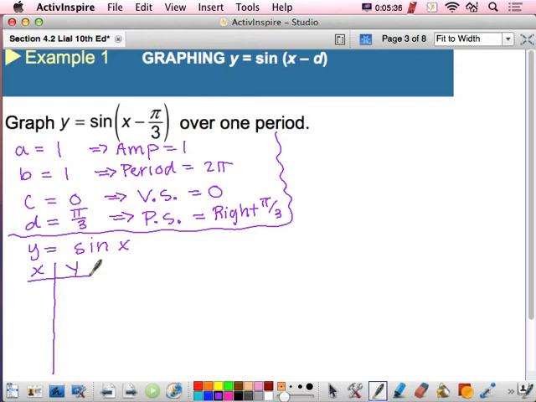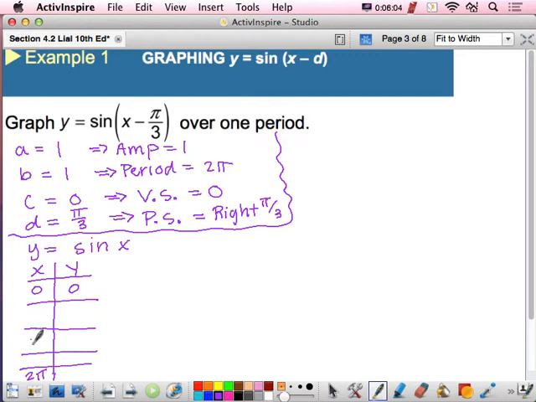So we start at 0, skip 3 spaces, and our final slot is always our period. So 0, skip, skip, skip, 2 pi. All right? Sine of 0 is 0 from your unit circle, and we know that the sine graphs always go through the origin before they've been shifted. They may not still be at the origin once you shift, but before you shift it, they should go through the origin.